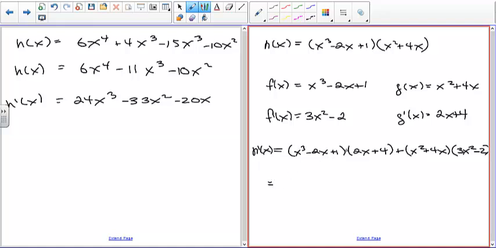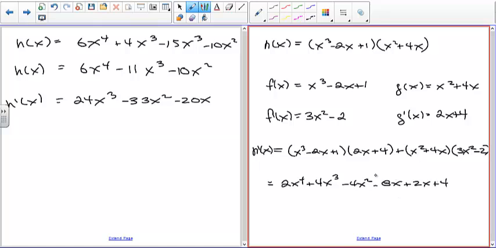So x cubed times each one of those will give us 2x to the 4th plus 4x cubed. So we get this times that is that, this times that is that. Then we have negative 2x times those 2 terms, so it would be negative 4x squared minus 8x, and then 1 times each one of those. So 1 times 2x is 2x, 1 times 4 is 4.